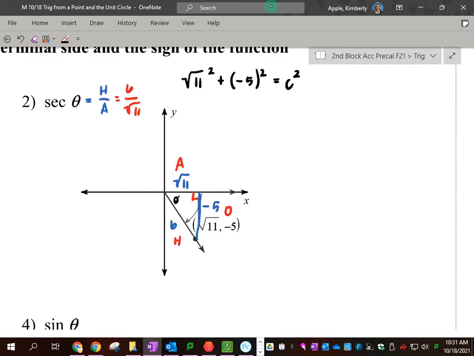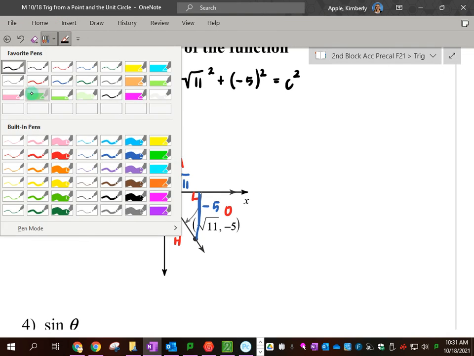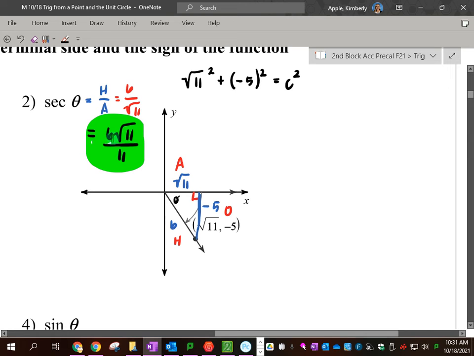Now clearly we can't leave that radical in the denominator, so you'll rationalize that in your calculator. When I say rationalize, I just mean get rid of the radicals in the denominator. And so your final answer here should be 6 root 11 divided by 11. And so this is the numeric ratio. This is the secant of theta.